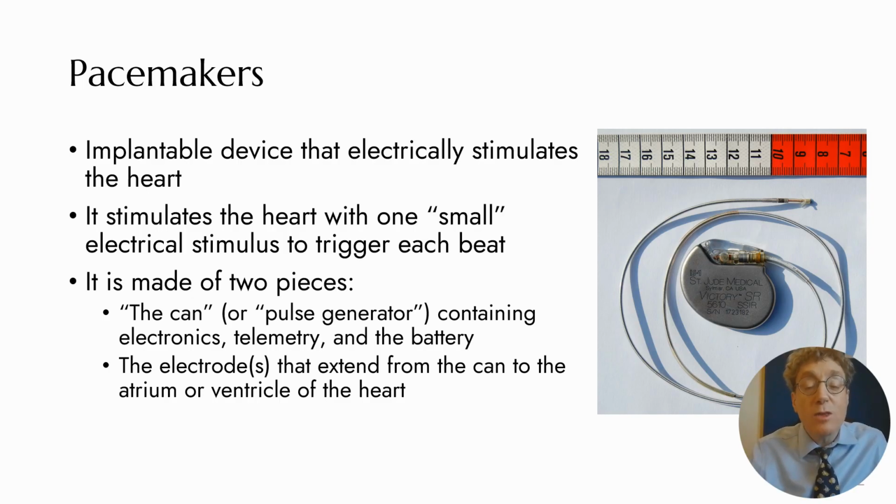A pacemaker is thought of as basically having two parts. One is called the can or the pulse generator, which is here, and this is a rather old one. It's larger. They make them much smaller now. But the pulse generator contains electronics, telemetry, and the battery. In addition to the can, you also have the electrode, which extends from the can to the part of the heart that's going to be stimulated, which could be the atrium, a ventricle, or both.